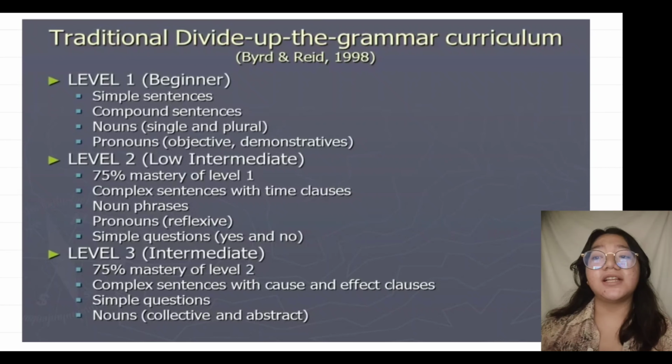So the last level is level 3, which we call the intermediate. Ito naman yung 75% mastery ng level 2. So the students already know the complex sentences with cause and effect clauses, simple questions, nouns which are collective and abstract.